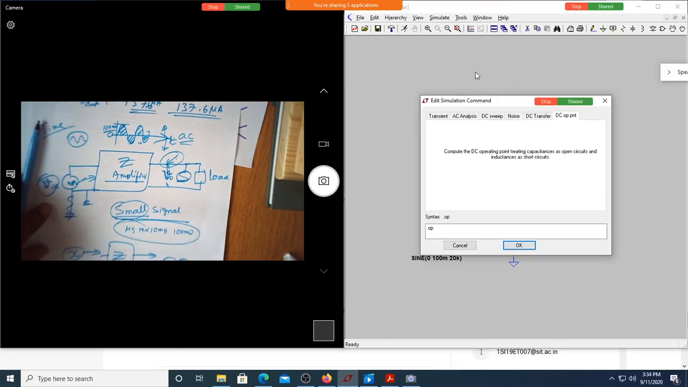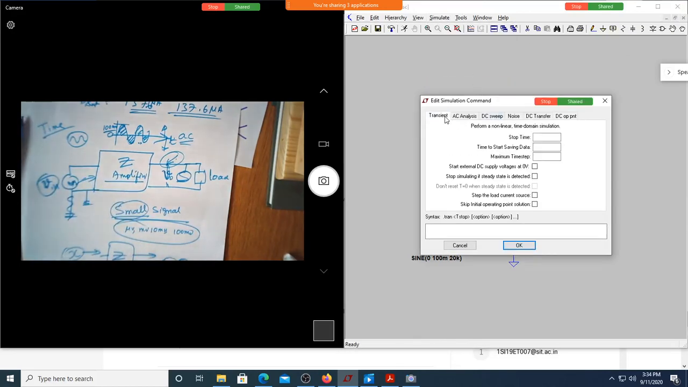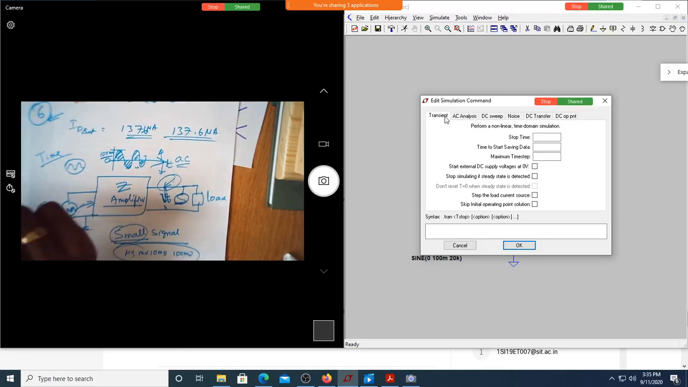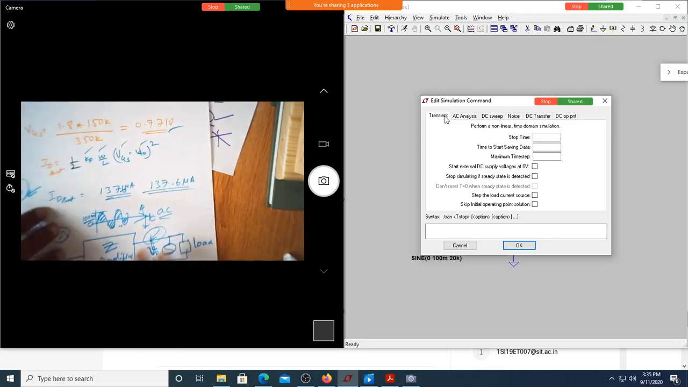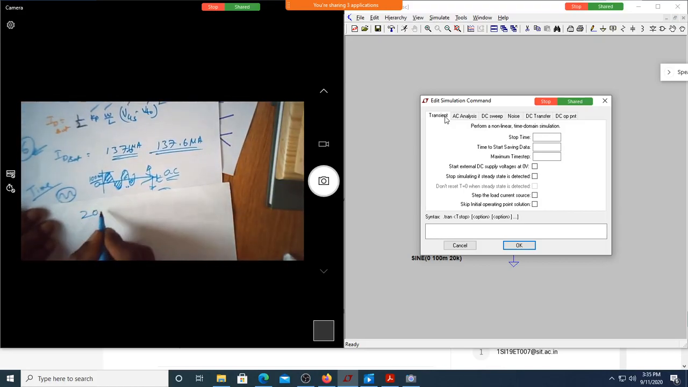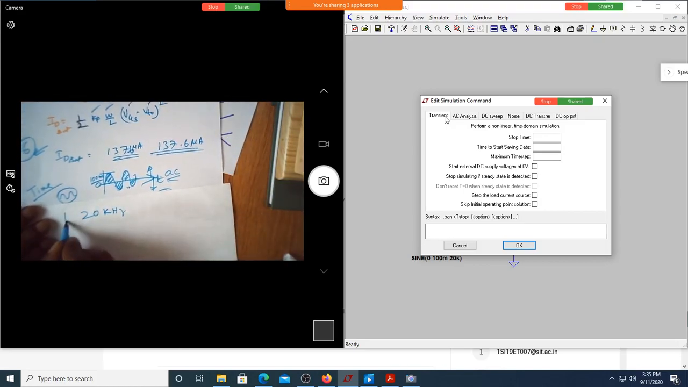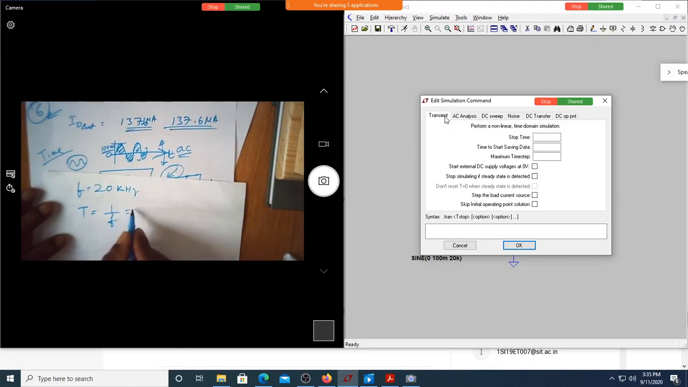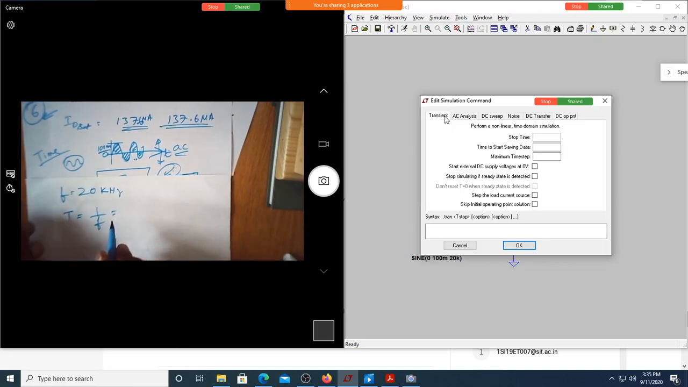Go here. How many cycles do you want to see, Gaganashri? 5 cycles, 10 cycles? 6 cycles. Good, a different number. For 6 cycles, what should be my stop time? What is the frequency we have? 20 kilohertz. This is the frequency. What is the time period for 20 kilohertz? 1 over f, correct?